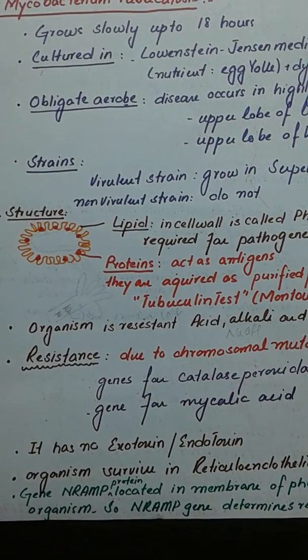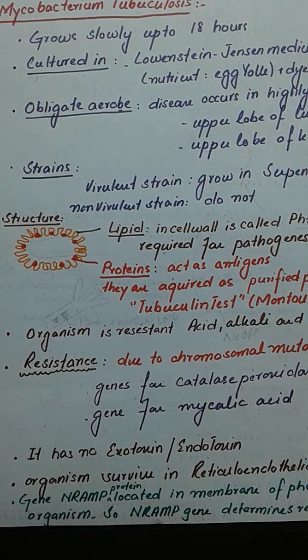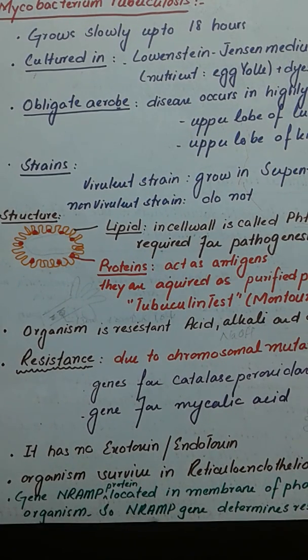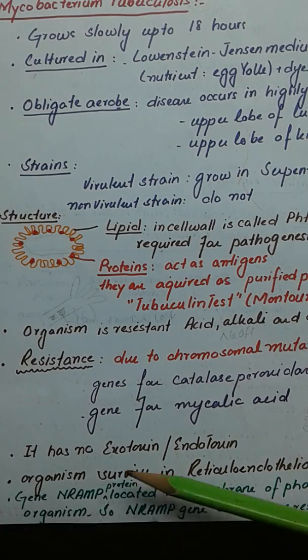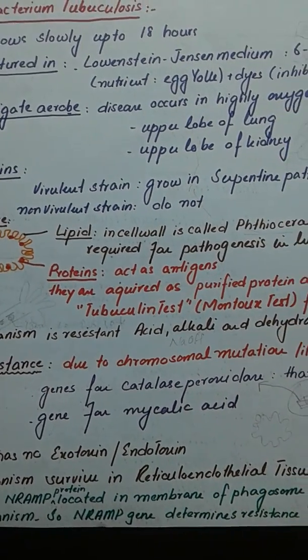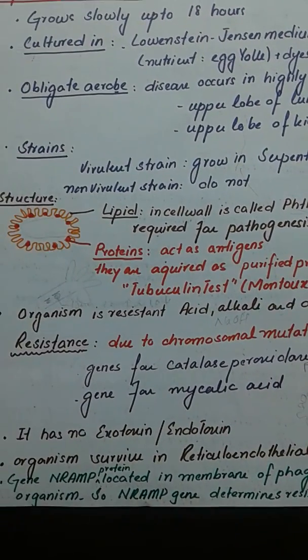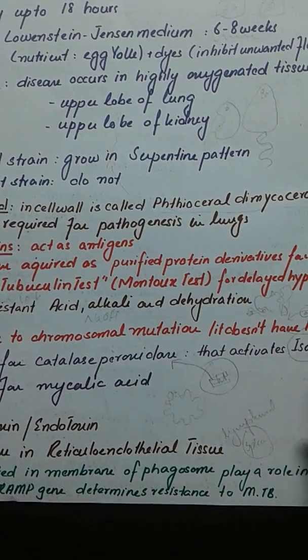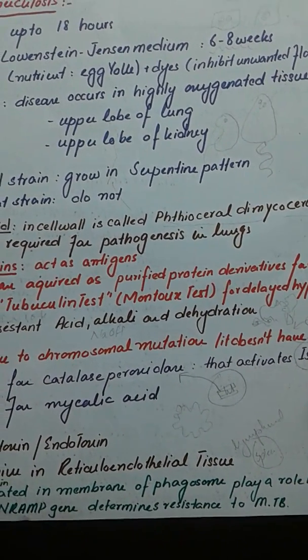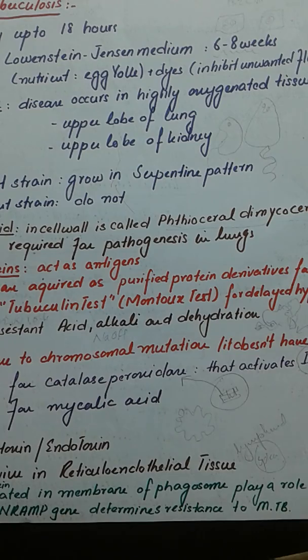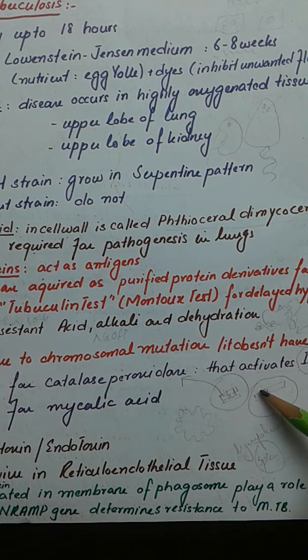Now, the last important point is that we have a gene known as NRAMP. The NRAMP gene makes NRAMP proteins that are located in the membrane of the phagosome and play a role in determining the resistance against Mycobacterium tuberculosis.